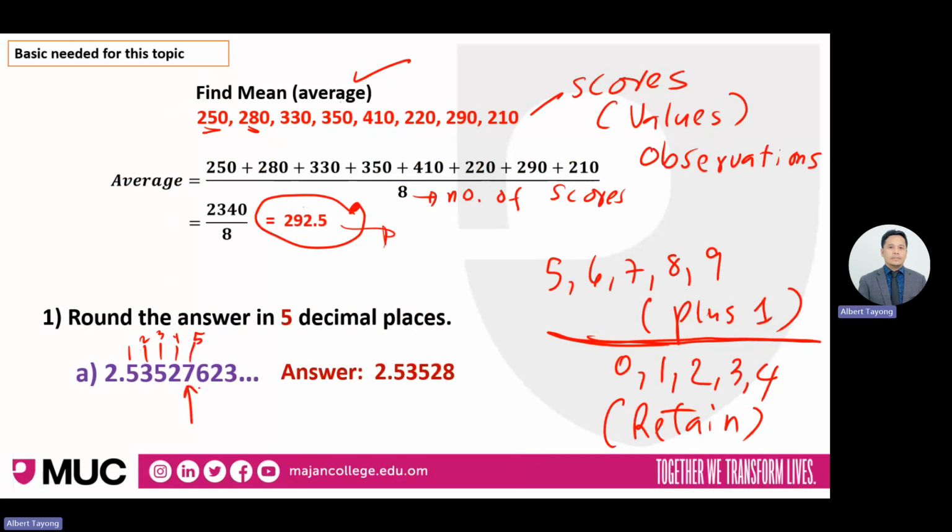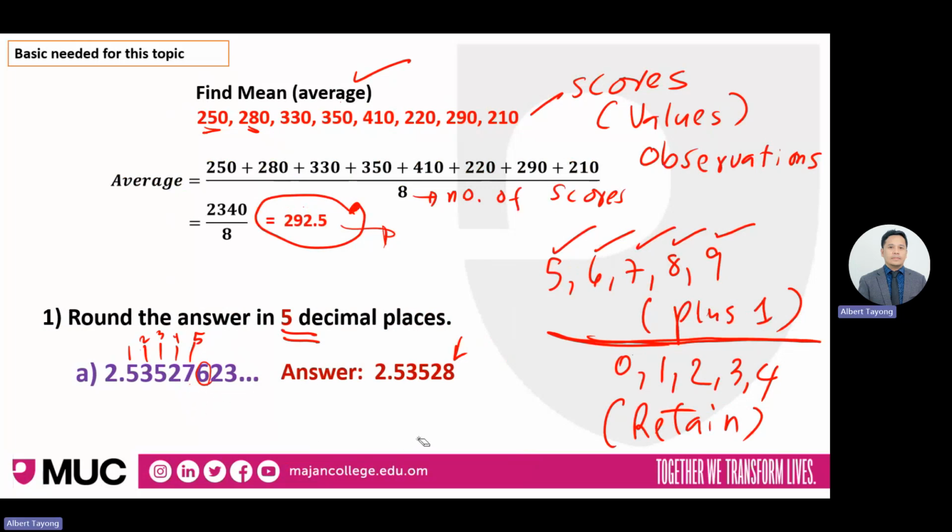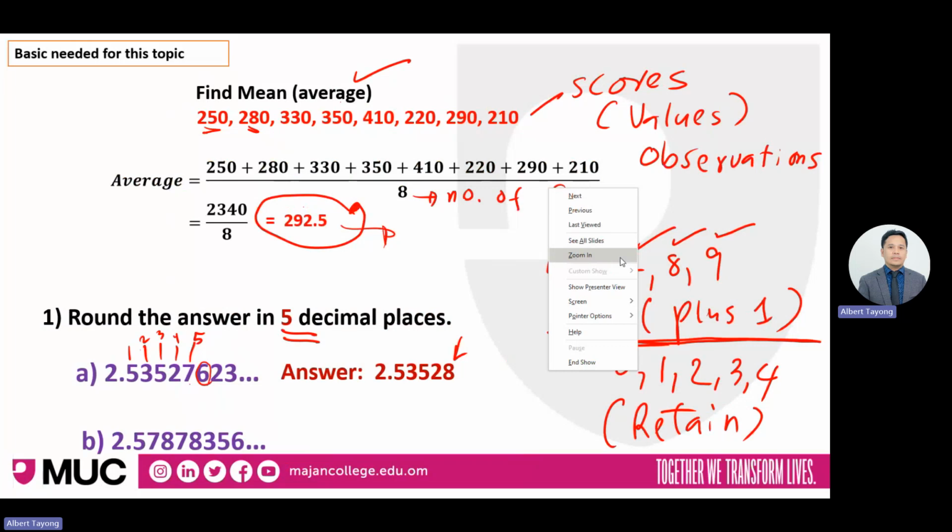So this is our target, 7. Now we have to look at the digit after 7 because we are rounding to 5 decimal places. As I said, if the next number is from 5 until 9, we have to add 1. Here the next number is 6, so 7 here will become 8. So instead of 2.53527, it becomes 2.53528.